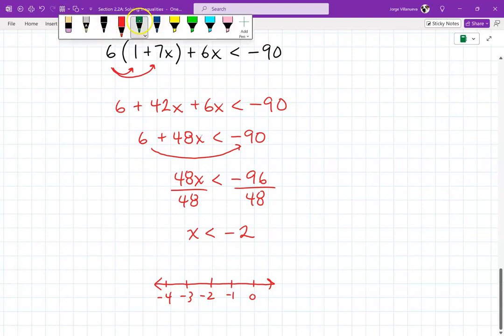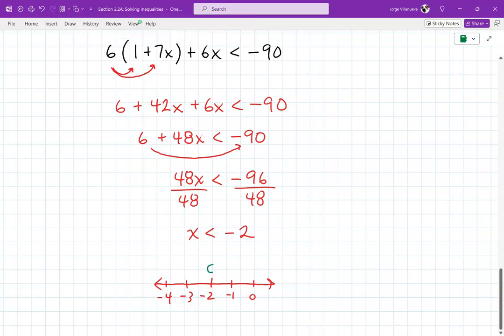And is this going to be an open or a solid circle? Open, right? Because it's a less than. So less than is open. Less than or equal to is closed. Whenever it says or equal to, solid dot. And I am going to follow directions. So this says go to the left. So there we go. We're going to the left.